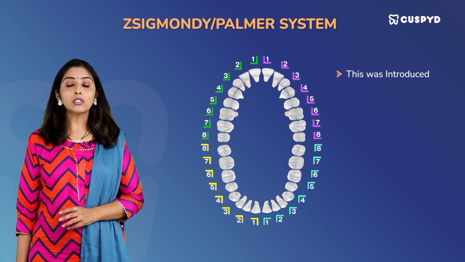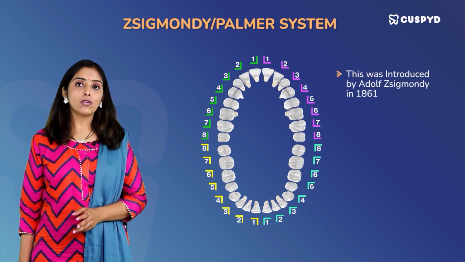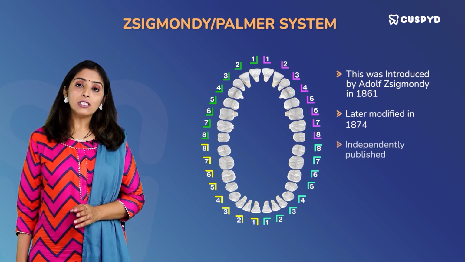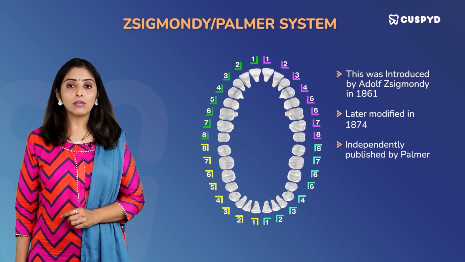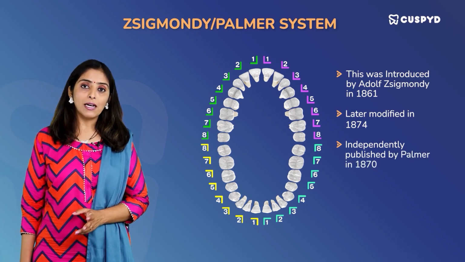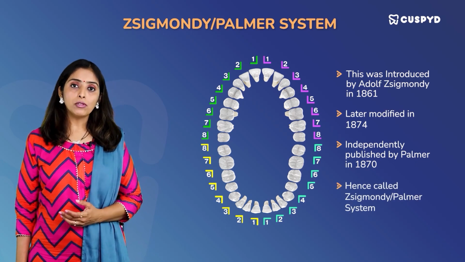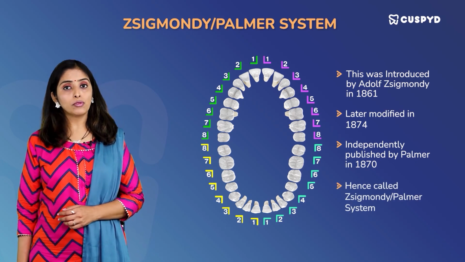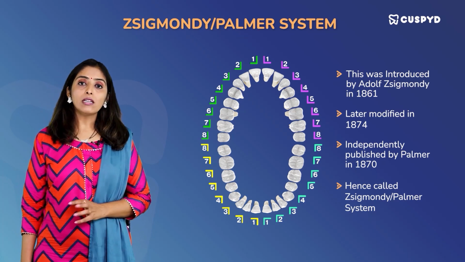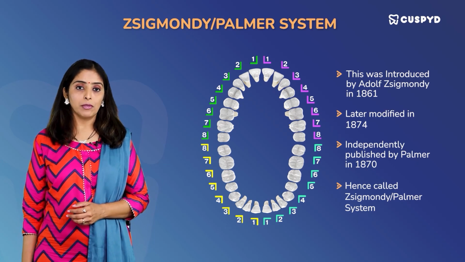This was introduced by Adolphe Zsigmondy in 1861 and later on was modified in 1874. But it was independently published by Palmer also in 1870, and that is why the system was given a combined name of Zsigmondy-Palmer in order to give importance to both the scientists who developed it individually. In the United States, it is only referred to as the Palmer system. They do not call it the Zsigmondy-Palmer.